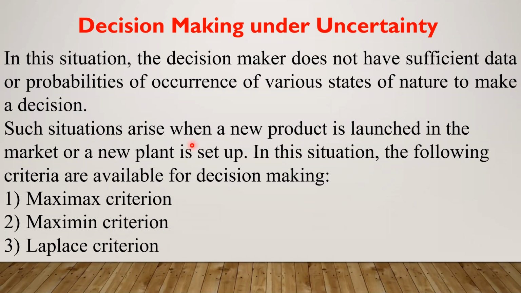Now, see, such a type of situation arises when a new product is launched in the market. When you are launching a product for the first time, you don't have any data available with you. So you don't know how much the demand will be, what the probability of low demand is, what the probability of medium demand is, what the probability of high demand is, because you are launching it for the first time. So such a situation of uncertainty occurs when a new product is launched or a new plant is set up. So in such a situation, the following criteria are available: Maximax, Maximin, and Laplace criterion.